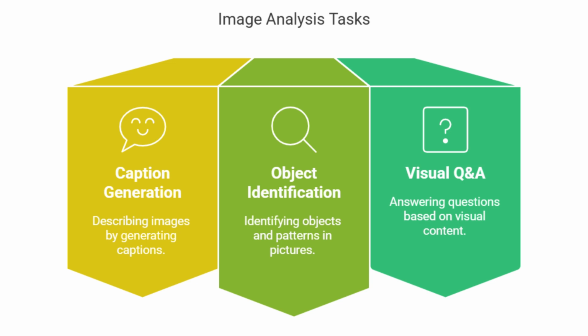What are vision language models? A vision language model, or VLM, is an advanced AI system that can process both text and images. Unlike traditional language models that work only with words, VLMs combine computer vision with natural language understanding to interpret images and generate meaningful responses. VLMs can perform a variety of tasks, including describing images by generating captions, or identifying objects and patterns in pictures, or answering questions based on visual content.